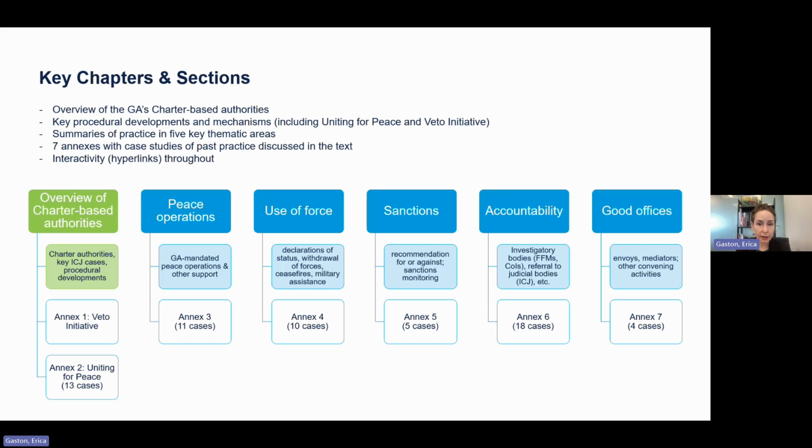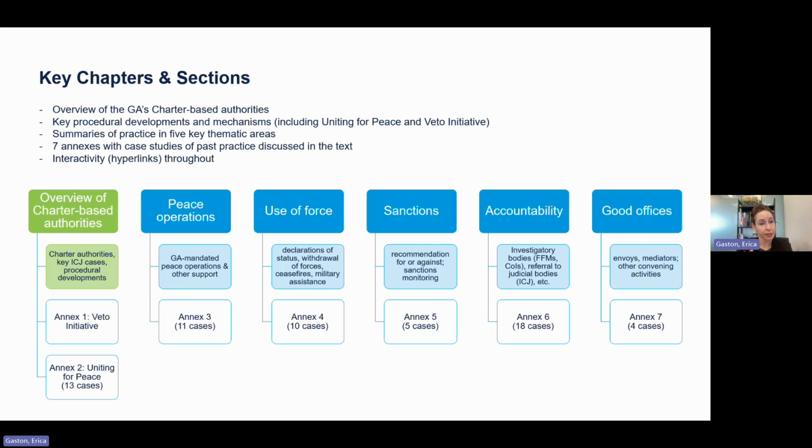So there's a range of annexes, each with different numbers of cases. The biggest one is the one on accountability mechanisms, and that's because it includes both different types of fact-finding missions and other investigatory bodies, as well as select case studies on some of the referrals to the International Court of Justice, the ICJ. There's also an annex on the Veto Initiative, which I'll speak about in just a moment, and also one providing a summary of each of the cases where Uniting for Peace has been raised.